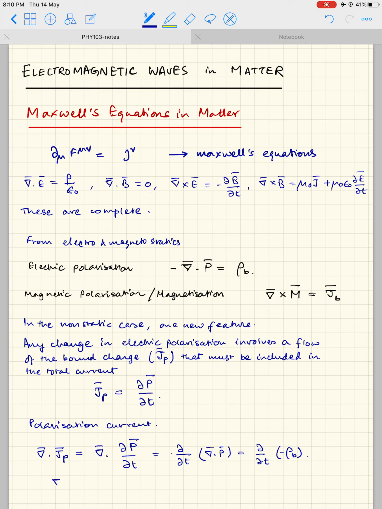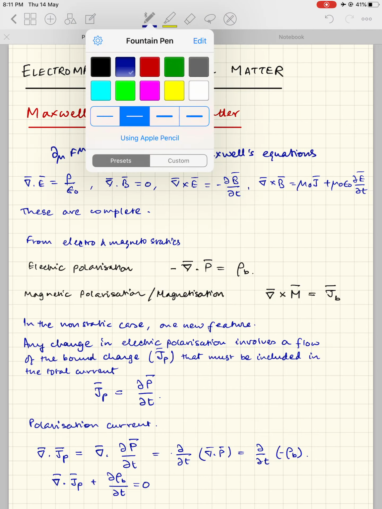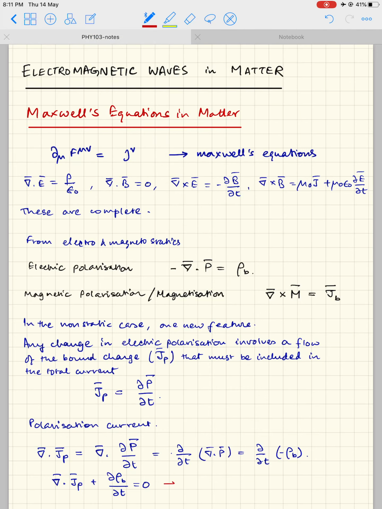So del dot JP plus del rho B del T is equal to 0. That is the continuity equation, and this is just showing you that there is a conservation of the bound charge.